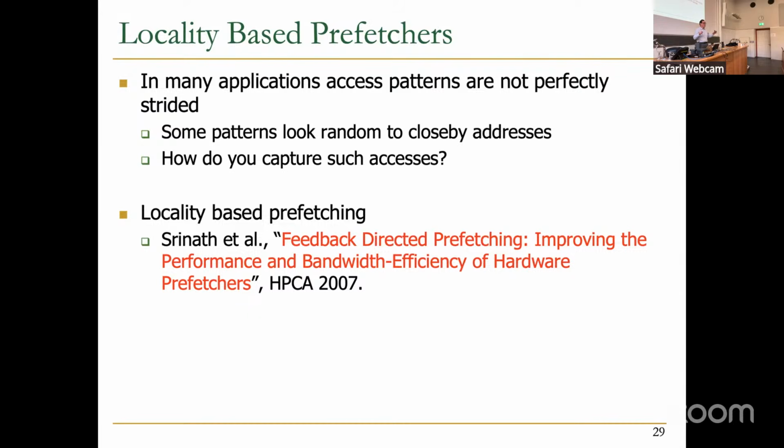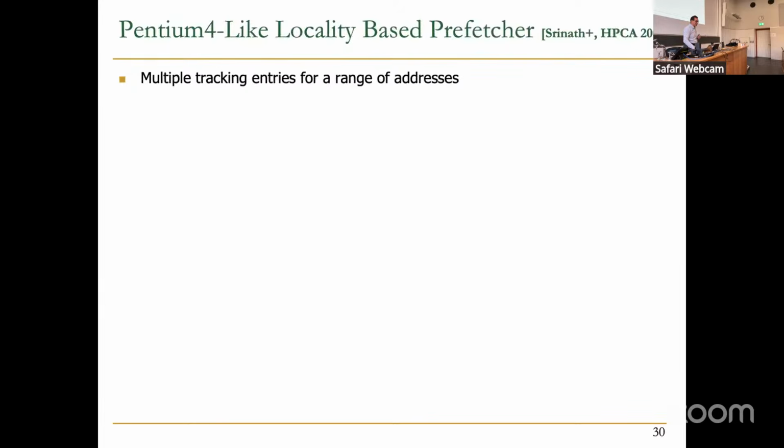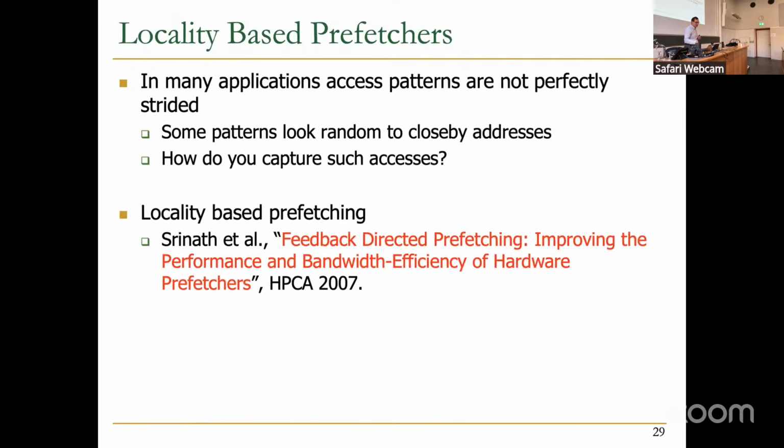Messy meaning M-E-S-S-Y, not the coherence messy, but messy access patterns that are not easy to prefetch based on streaming or striding, etc. So there's no regularity that you may find. So this paper that we wrote in 2007 describes one of such prefetchers that is actually implemented at Intel. And the idea is to do some locality-based prefetching. Maybe it's best described by doing something here.